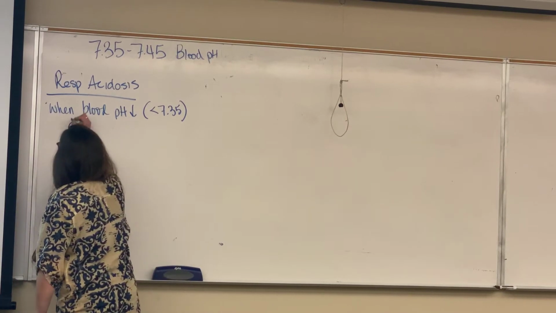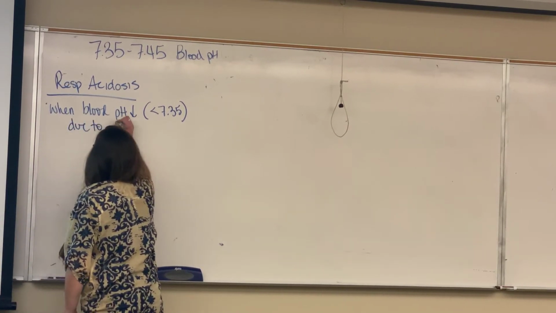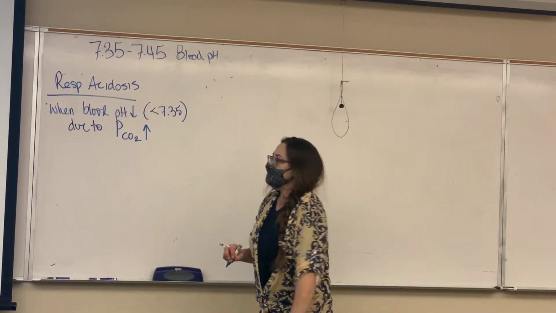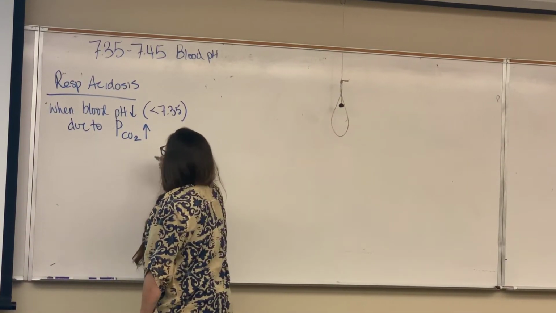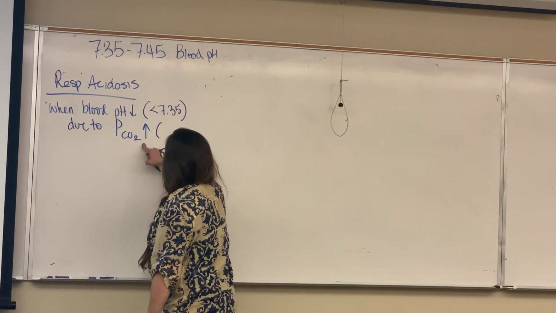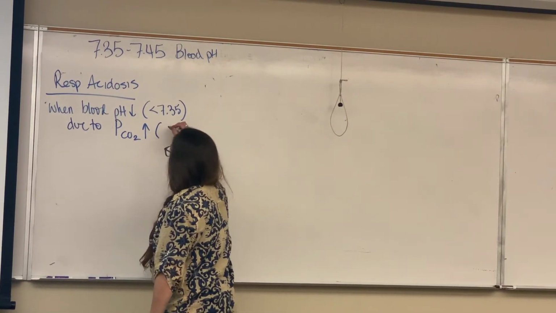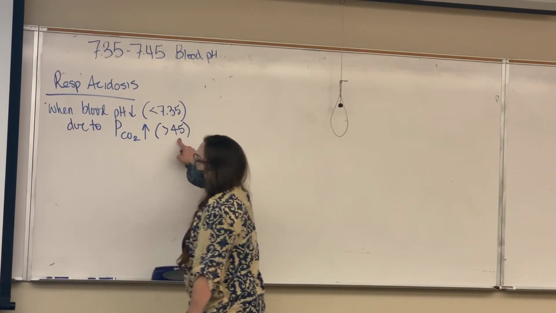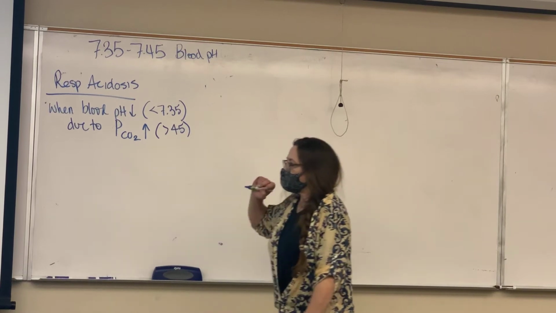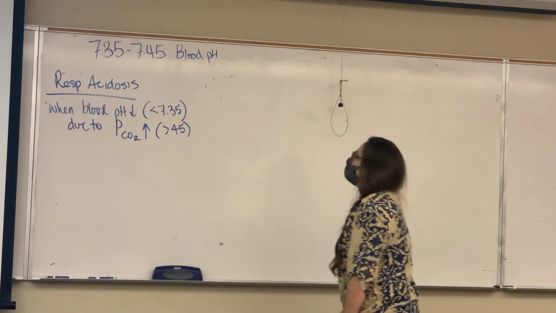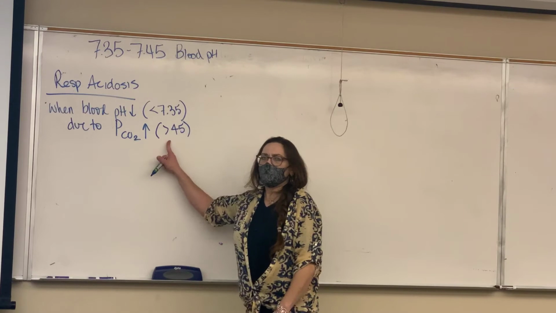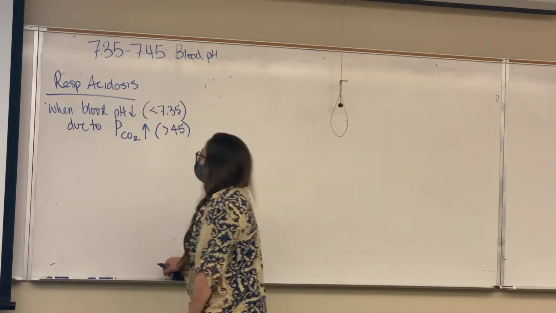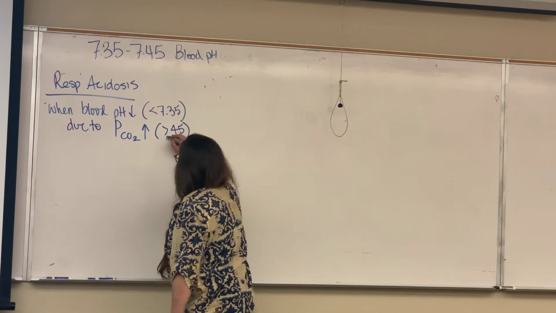It's due to the partial pressure of CO2 becoming too high. And then your partial pressure of CO2, I think that's 45. It's on the worksheet. Is it 45? Yeah, yes, good. Okay, and that's 45 millimeters of mercury.